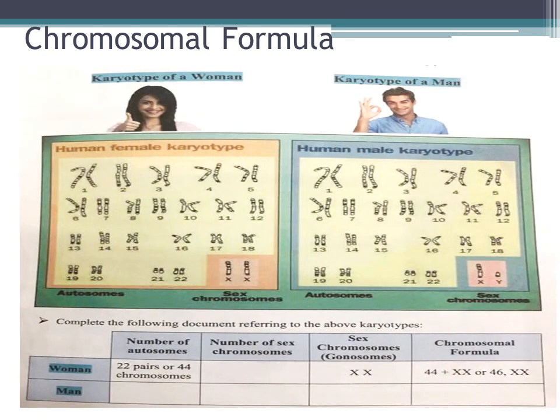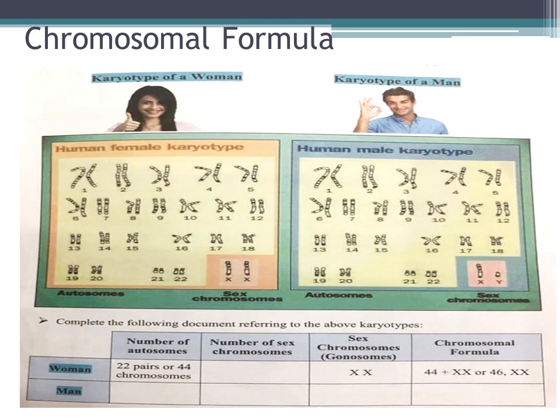Now let's do an application which will help you understand how to write a chromosomal formula. You can find it in your book, page 187. Here we have two karyotypes. The first one is for a woman and has XX gonosomes. The second one is for a male and has XY chromosomes. So we have to complete the document referring to the above karyotypes.